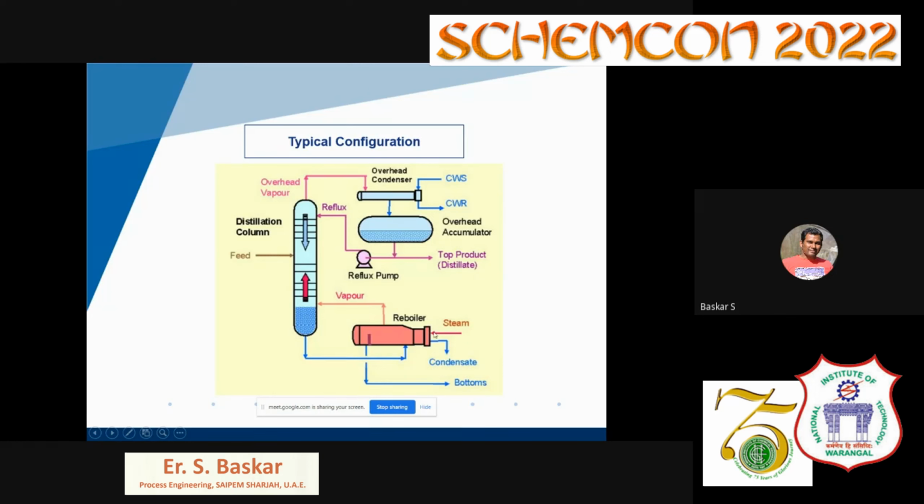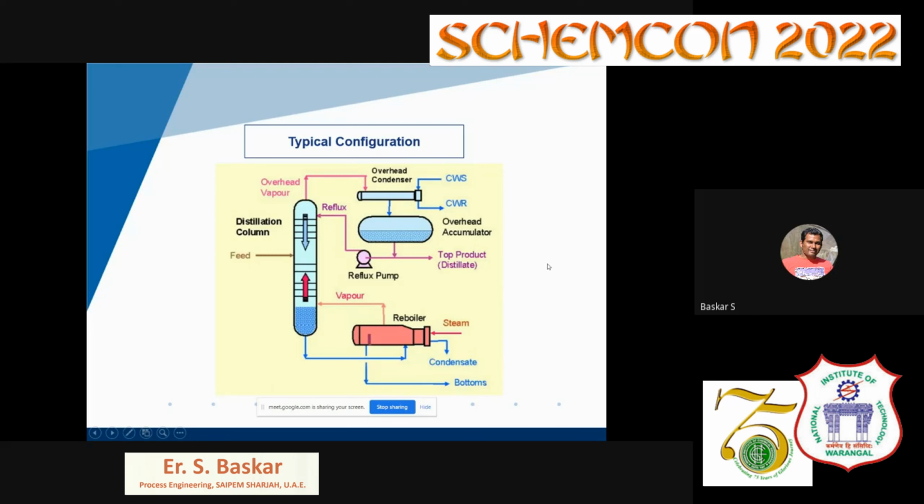on the heating medium available. Whatever liquid is collected at the bottom will be sent to the reboiler, where it will get in touch with the steam and be heated up, and it will be partly vaporized and sent back to the column as vapor, and the liquid whatever is there will be collected as the bottom product. I hope this is clear.